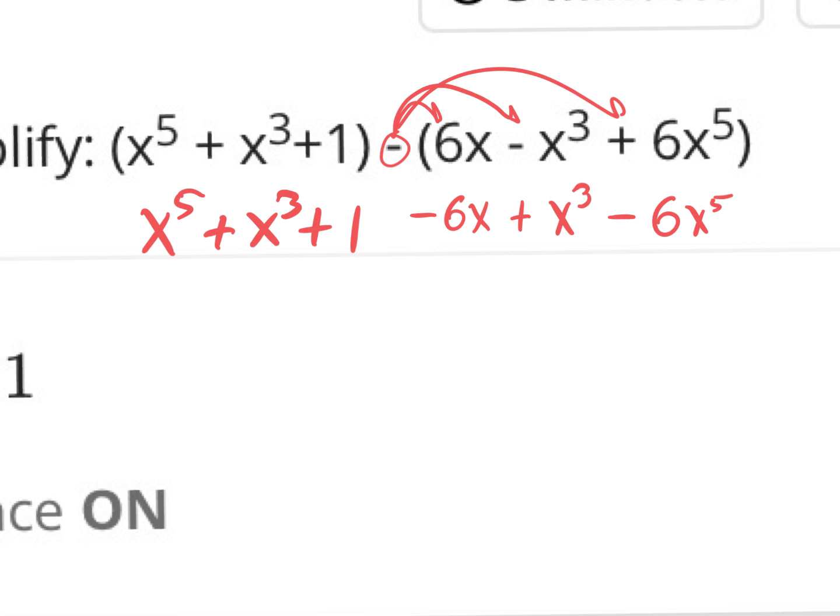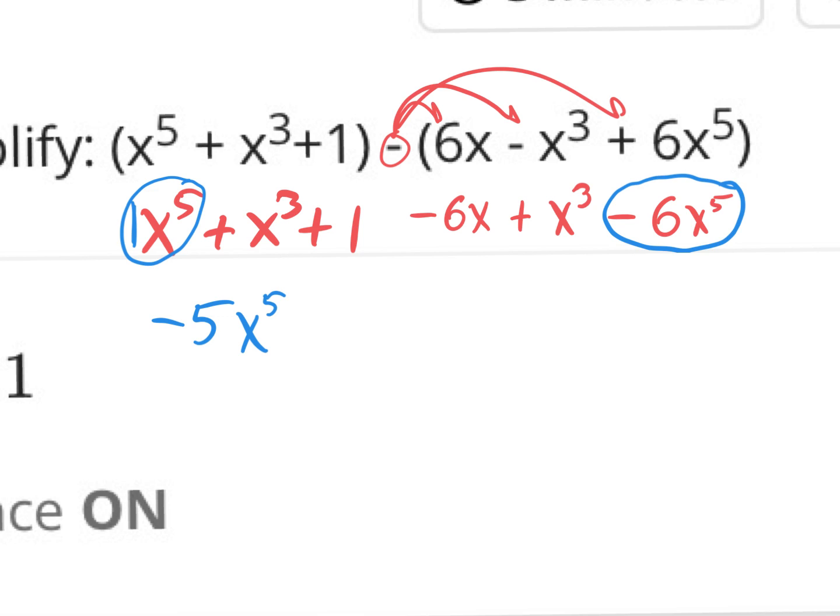And then we have to combine like terms out of all of these terms. Let's begin with the highest exponent term. Highest exponent term is x to the fifth, and let's combine it with any other x to the fifths, which we have a minus 6x to the fifth. So there's really a 1 x to the fifth take away 6x to the fifth. That will be the answer, negative 5x to the fifth.